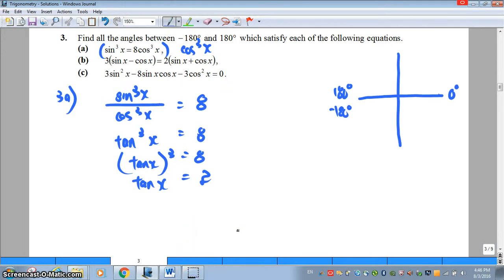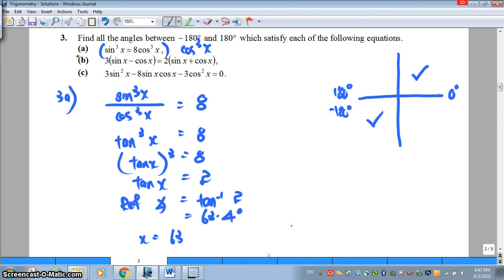Now, let us look at your guided example 3c. Okay, on first glance, 3 sine square x minus 8 sine x cosine x minus 3 cosine square x is equal to 0 looks rather complicated. But the good thing is it has already been equated to 0. Okay, as I told you previously, if you can factorize it, it will be wonderful because you can make use of the zero product rule.